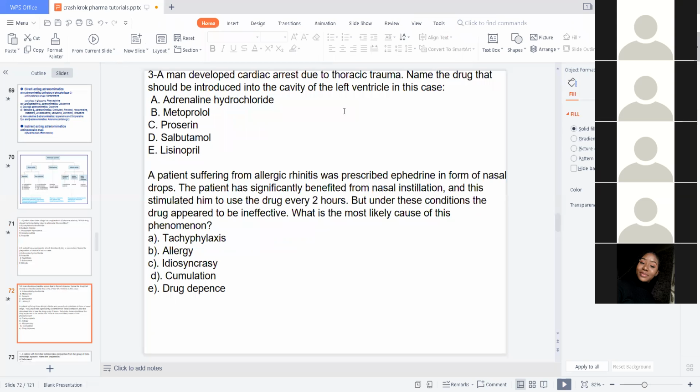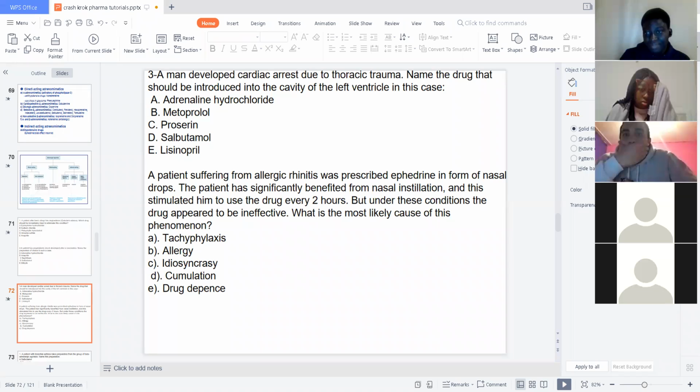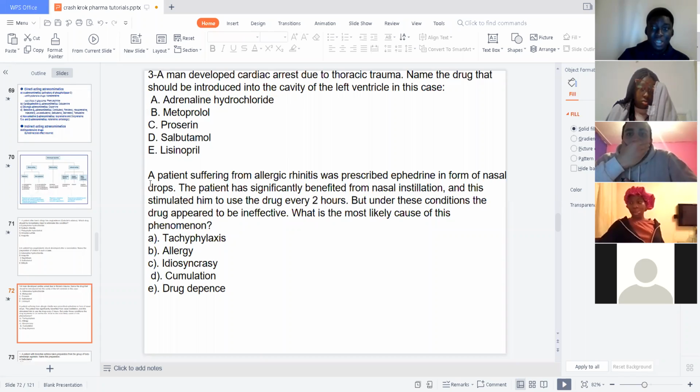All right. A man develops cardiac arrest due to thoracic trauma. Name the drug that should be introduced into the cavity of the left ventricle. In this case, he developed cardiac arrest. The same, adrenaline hydrochloride. Yes, that's correct.